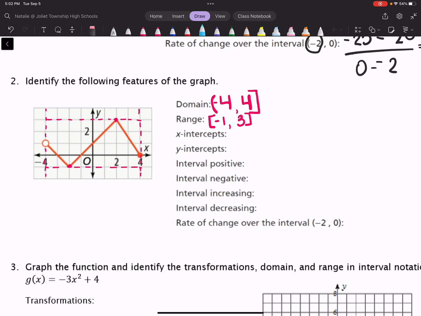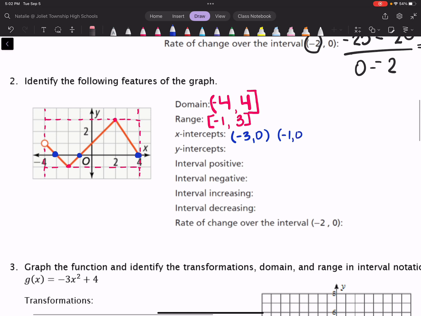Next is our x-intercepts. So where this is crossing the x-axis. So we have 3 x-intercepts here. We have one at -3, -1, and +4. Right. Next up is the y-intercepts. We have one y-intercept at the point (0, 1).